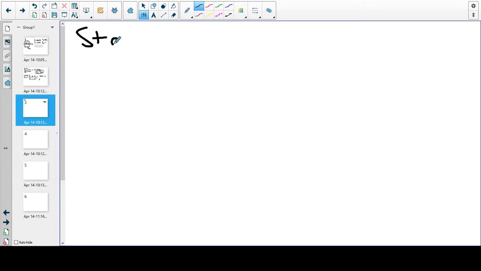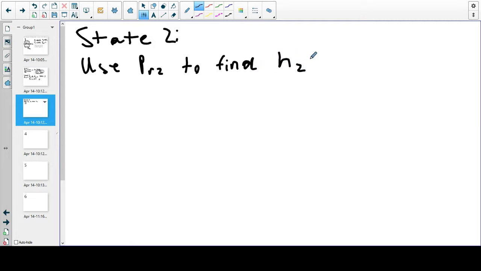And so, we move on to state 3, or well, state 2 continued, I guess. We're using the PR2 value that we just found to find H2. And so, our H2 value is equal to, drum roll please, 370.101. With the circle.